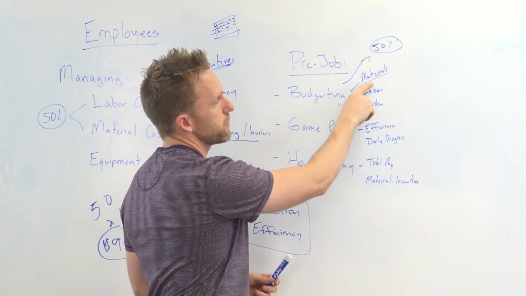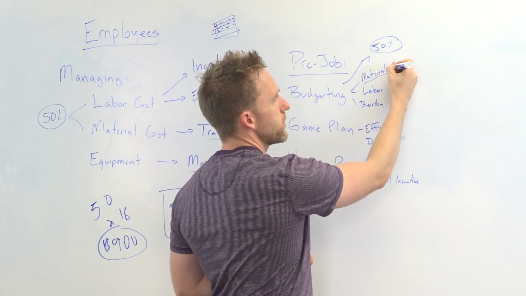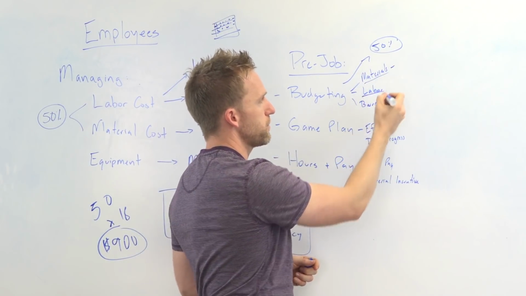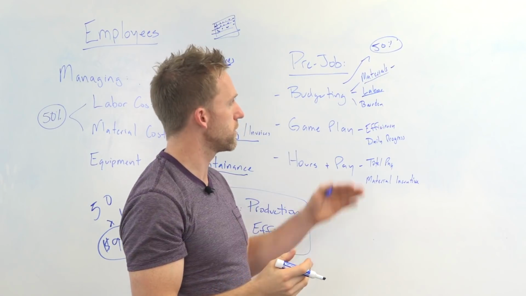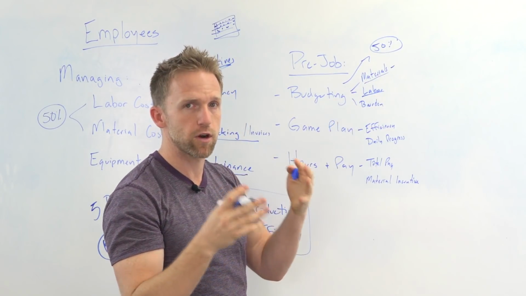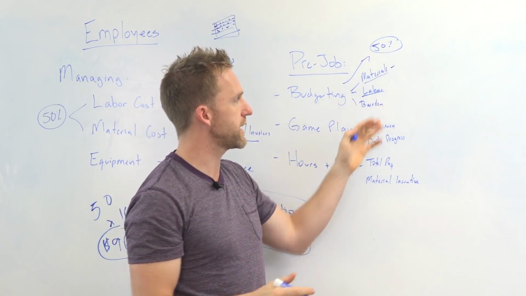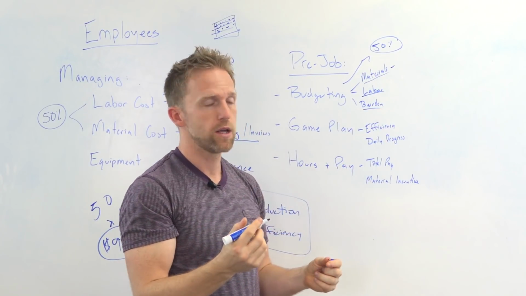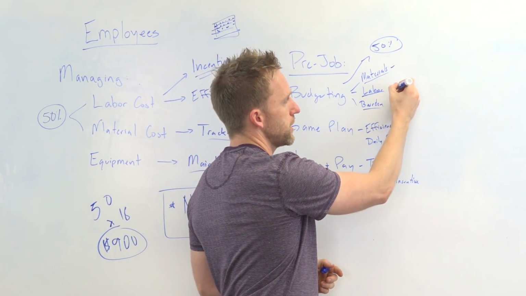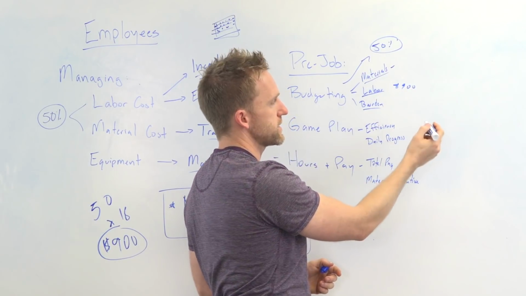Budgeting. So you need to come up with what your material budget is beforehand so you can set the incentive for your team. You need to come up with the labor total beforehand as well. So how much are you going to pay your employees on this? And you need to take into account the burden here as well. So if you're paying your employees $900, your burden is going to be something like 16% of that.